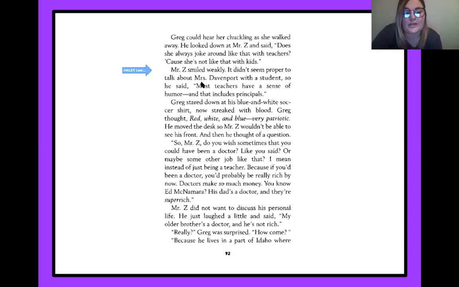Mr. Z smiled weakly. It didn't seem proper to talk about Mrs. Davenport with a student, so he said, most teachers have a sense of humor, and that includes principals. Greg stared down at his blue and white soccer shirt, now streaked with blood. Greg thought red, white, and blue. Very patriotic. He moved the desk so Mr. Z would be able to see his front, and then he thought of a question.